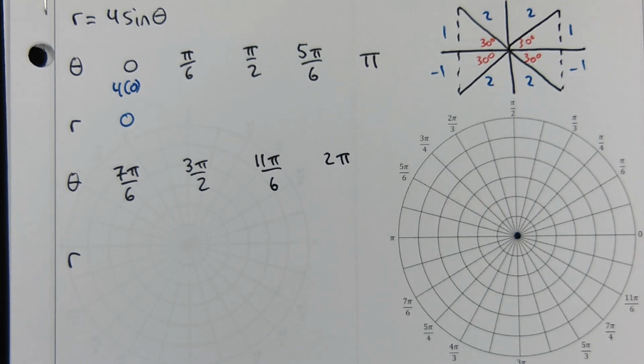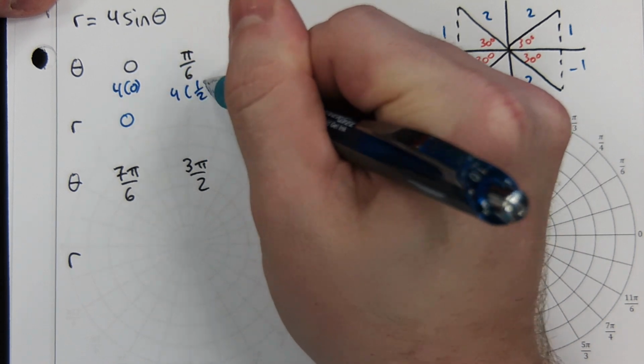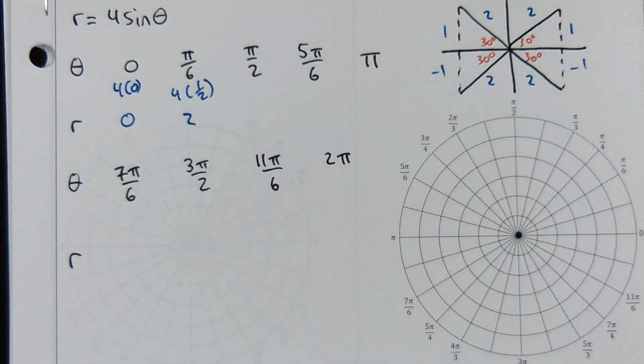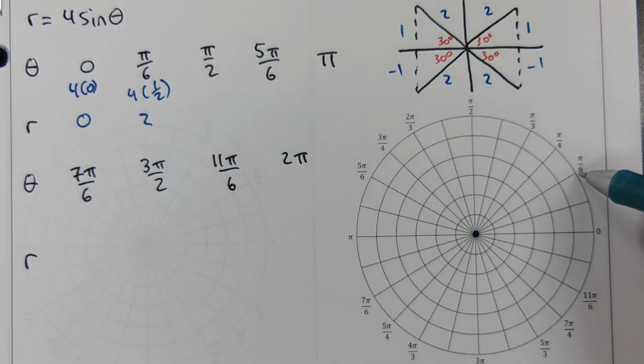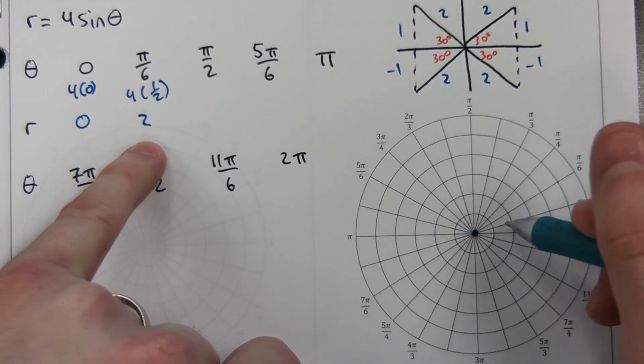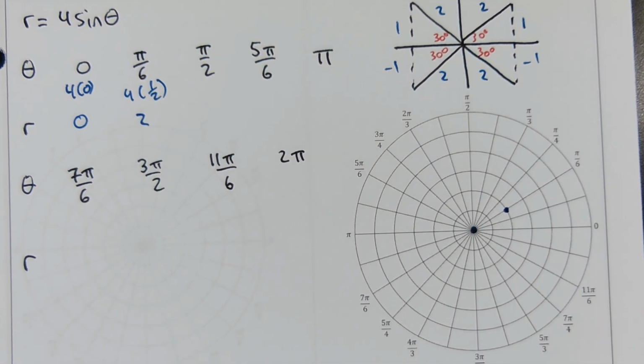All right. Pi over 6, right here. Sine here, y over r, gets us 1/2. So we have 4 times 1/2, which is 2. That is the r comma theta 2 comma pi over 6. By the way, these diagonal lines that go around, those are called the spokes. I didn't make that up. They're called spokes. Okay? So we're going to go to the pi over 6 spoke, out to the second ring. That's right here. Do not connect those dots with a straight line or anything like that.